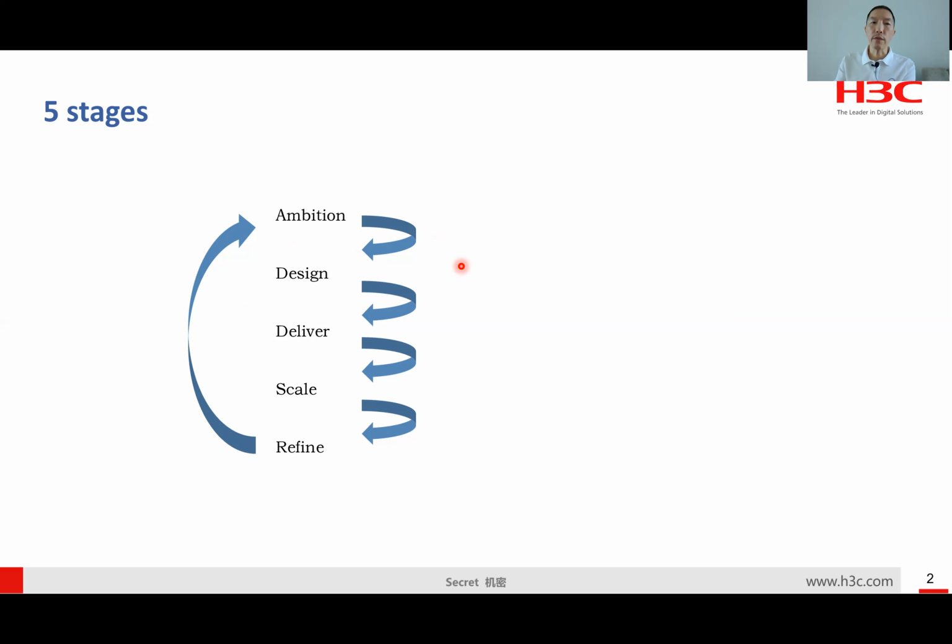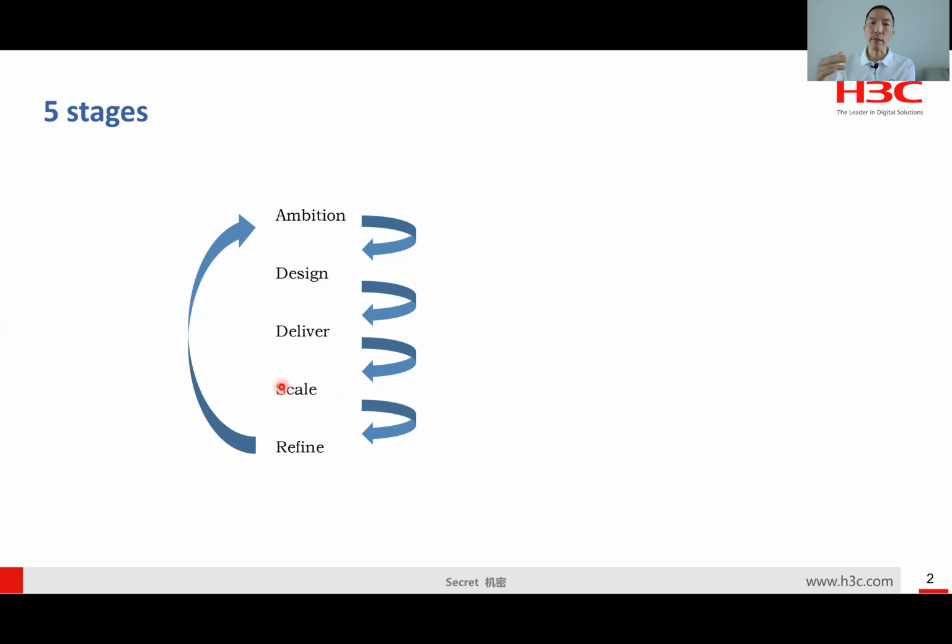And then we will move to the next stage, talking about how we deliver. And after delivery, the basic concept is how we scale up the design and everything we install to a large scale. That means the whole university, the whole school can use the applications or the infrastructure. And finally, how we can refine this.